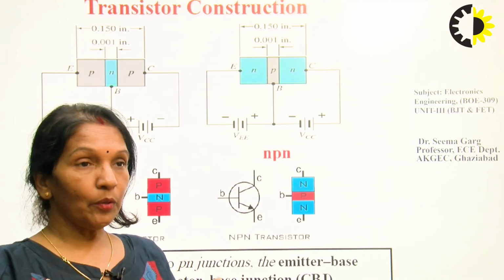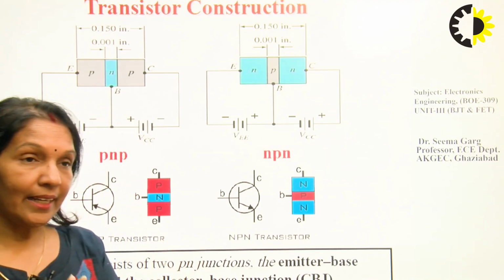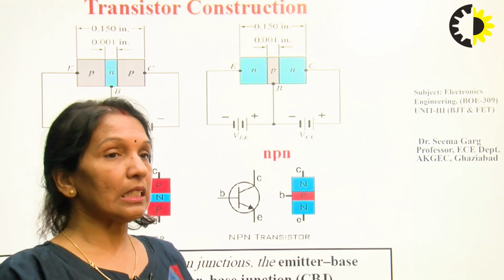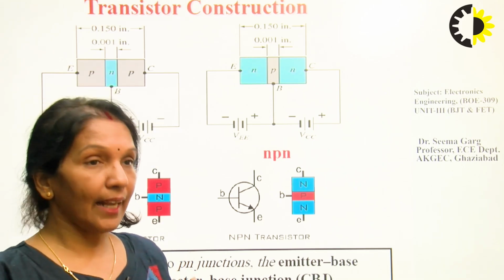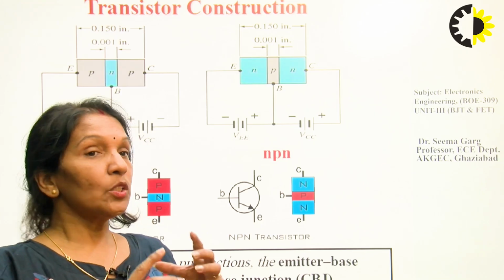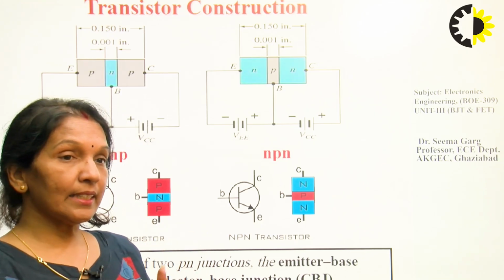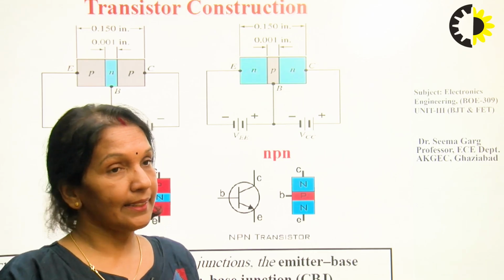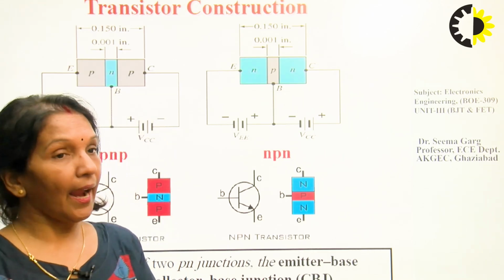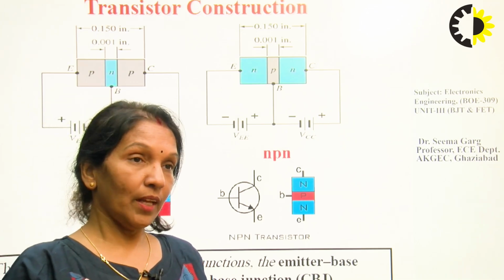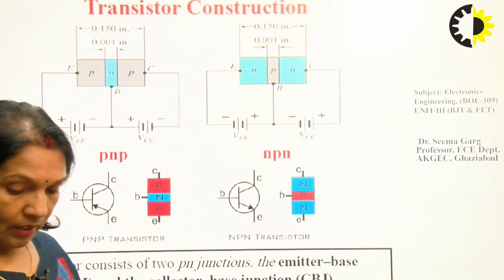Whereas in the NPN type of transistor the current is outward, and we know that the emitter current is the total current, consisting of two components, the base current and the collector current. So if the emitter current is outward, then the rest of the two currents, the base current and the collector current, are inward, and vice versa in the case of the PNP type of transistor.